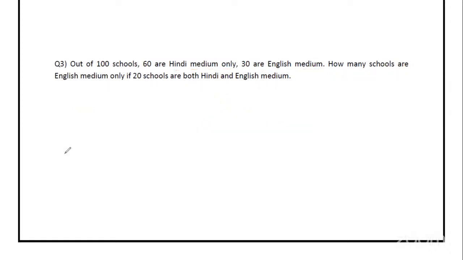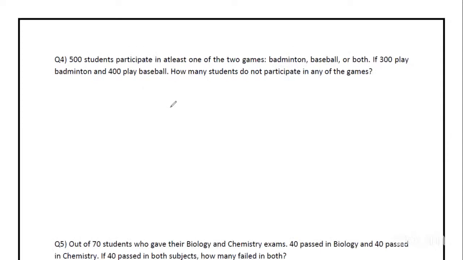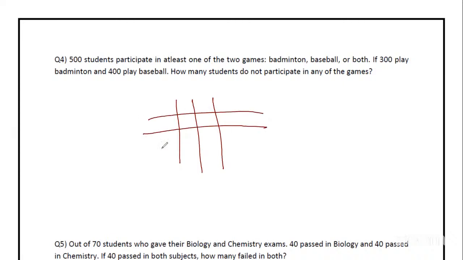Question 4. 500 students participate in at least one of the two games, badminton, baseball, or both. If 300 play badminton and 400 play baseball, how many students do not participate in any of the games? Okay, so I've got two categories again, three vertical columns, three horizontal columns, 500 out here total. So for badminton, I'm going to use A and not playing badminton, baseball and not baseball. So B is for baseball, A is for badminton.